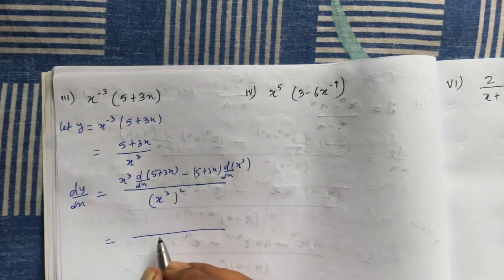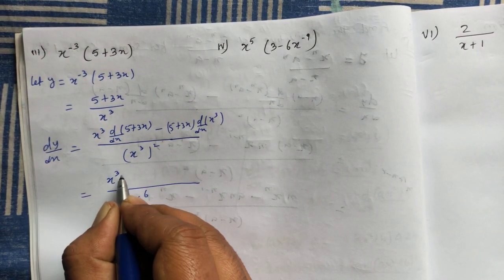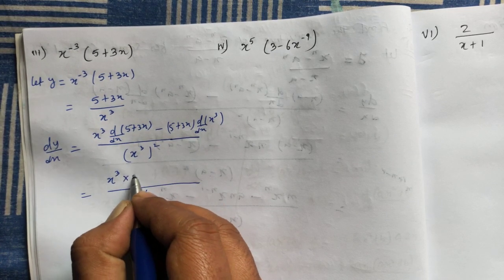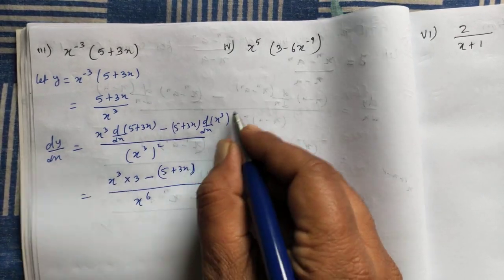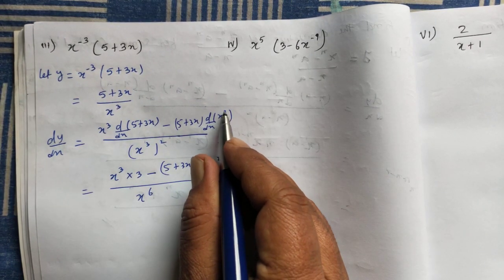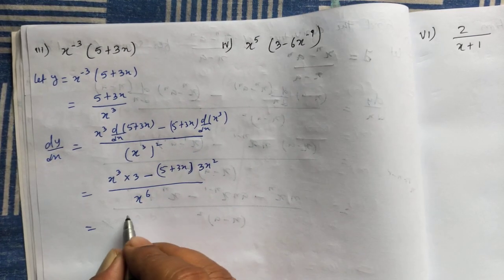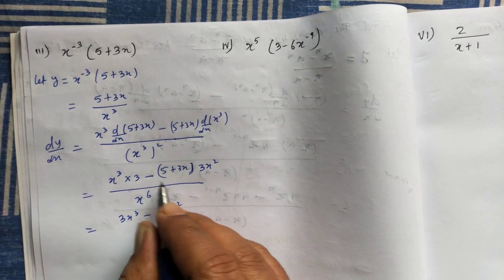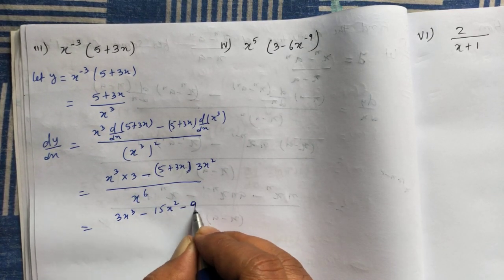This will become x power 6. When you derive 5 it is 0. When you derive 3x, it will be 3 only. So minus, if you derive x cubed, you'll get 3x square. As per the formula, 3 will come down, then the power will become 1 less, 3x square. So we're getting 3x cubed minus 3 fives are 15x square, plus minus is minus, 3 threes are 9x cubed.